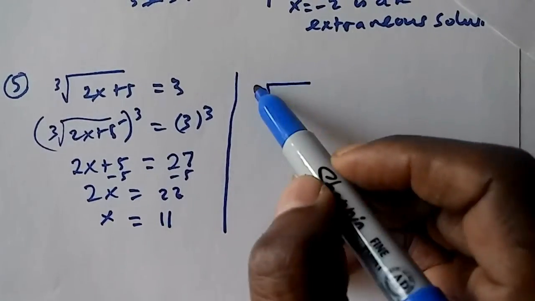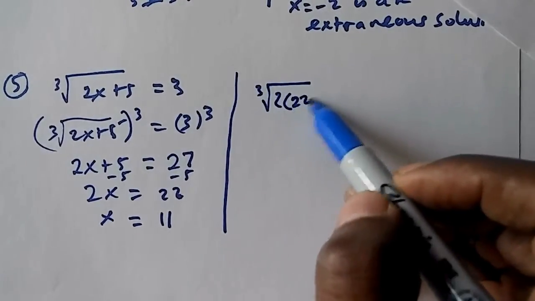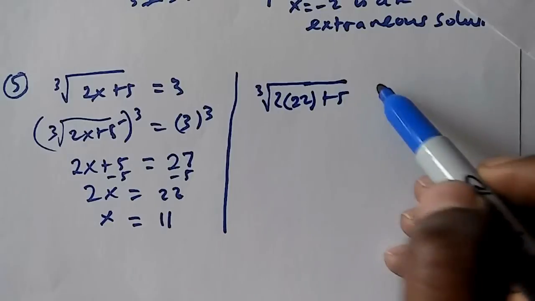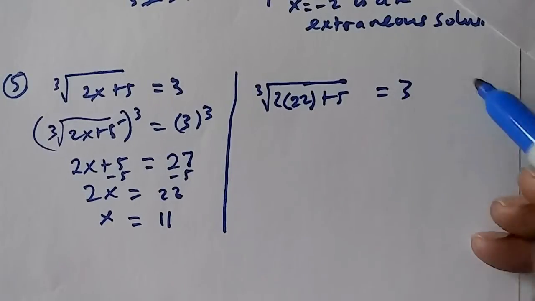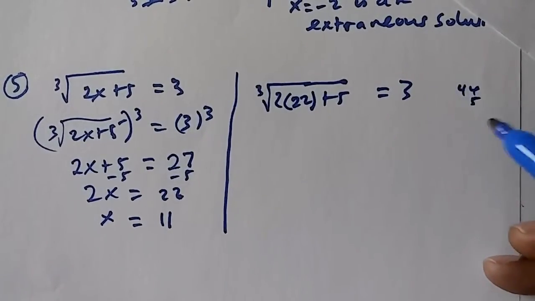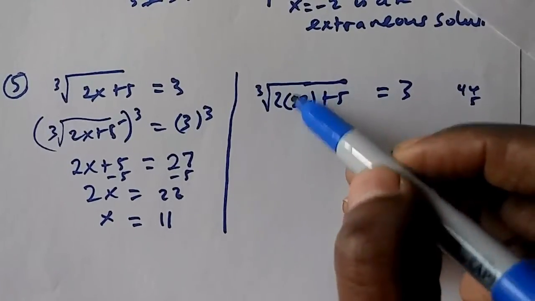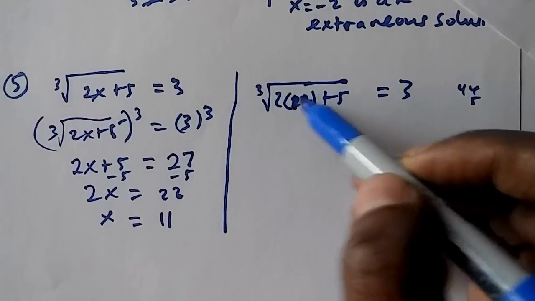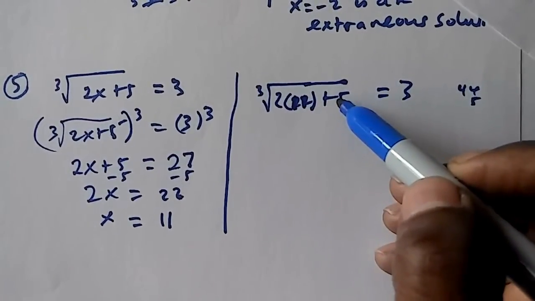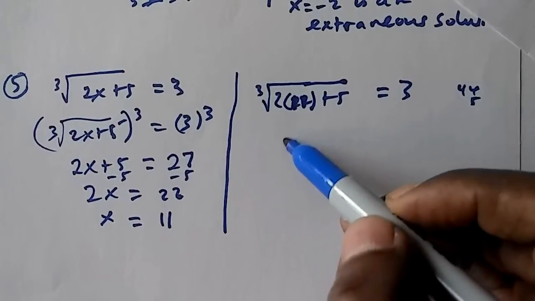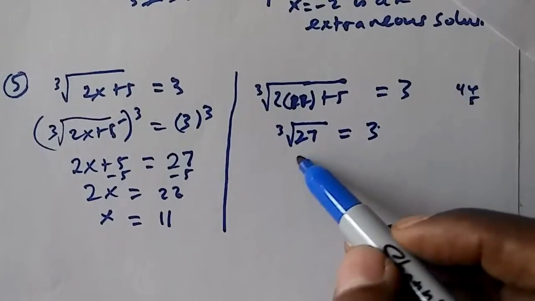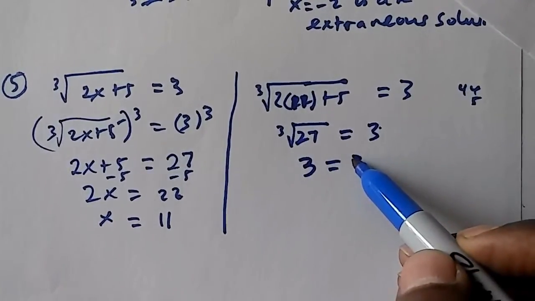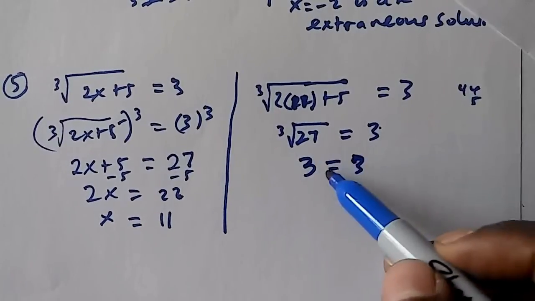So cube root of 2 times 22 plus 5, is that equal to 3? Oh, this is 11, I'm sorry. 2 times 11 is 22. 22 plus 5, that is 27. So cube root of 27, is that equal to 3? Yes, because cube root of 27 is 3. 3 times 3 times 3 is 27. So therefore, 11 is our solution.